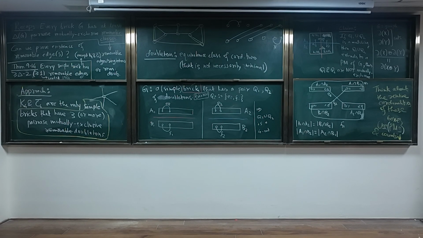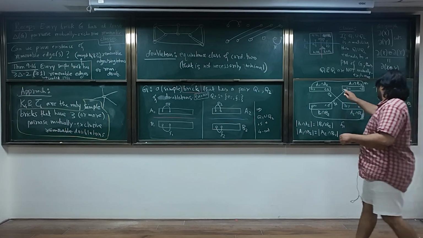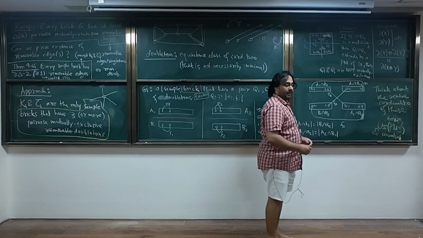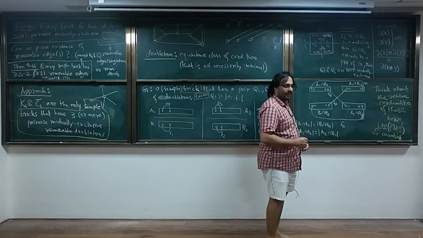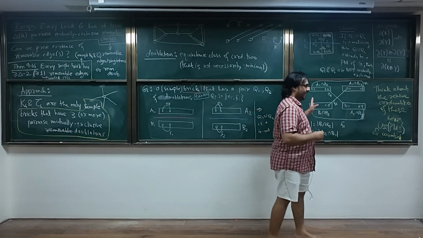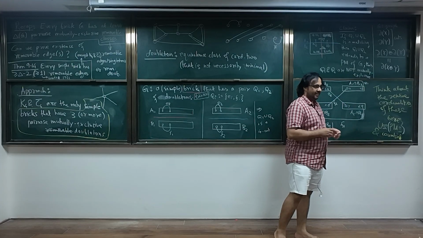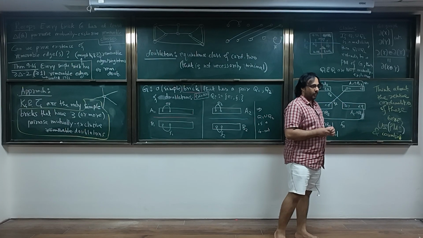So let's do one thing. Let's try to reverse engineer things a bit. What are we trying to do? We are trying to get a perfect matching containing all these edges. Just draw one. Draw a perfect matching containing all these edges and see what it requires you to prove.